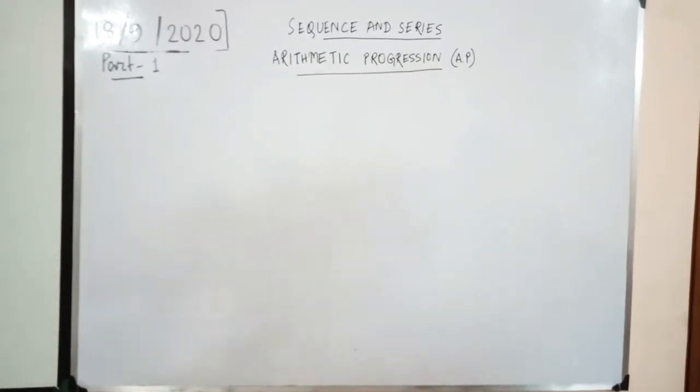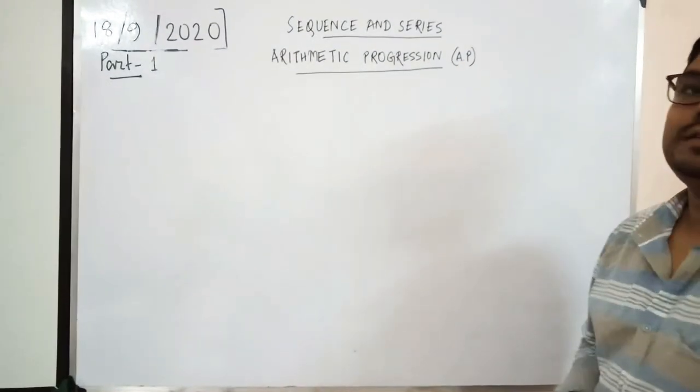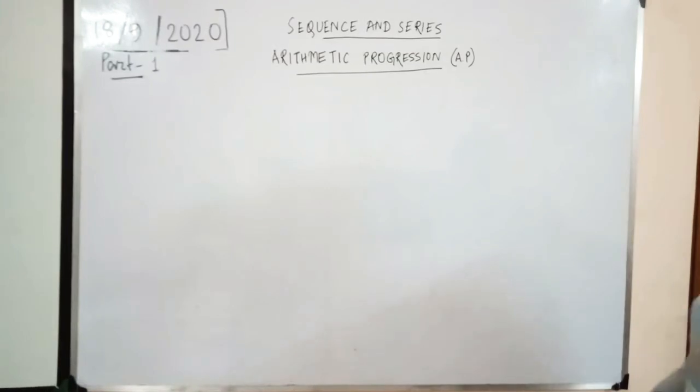So, good morning students. Today we learn sequence and series, and in sequence and series we have arithmetic progression, then geometric progression, and also a special series. So, we start with arithmetic progression. Arithmetic progression is a chapter which you have already learned in class 10. So, this time we will try to learn this arithmetic progression a little faster.